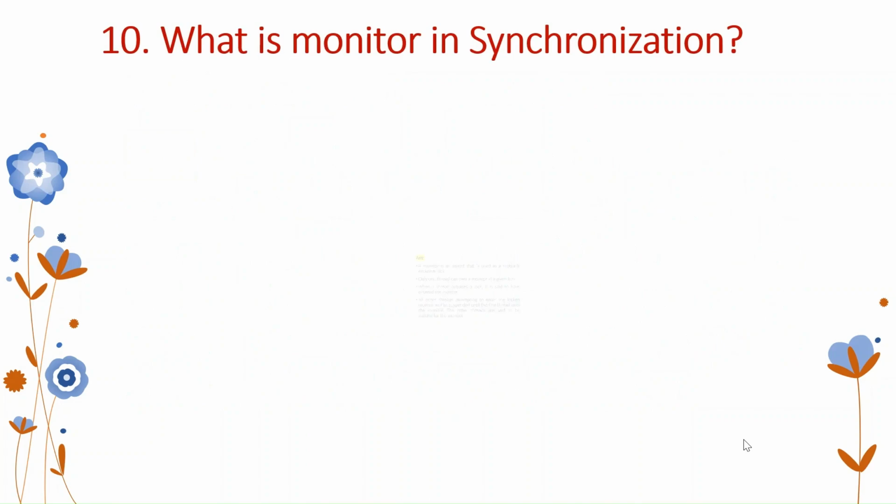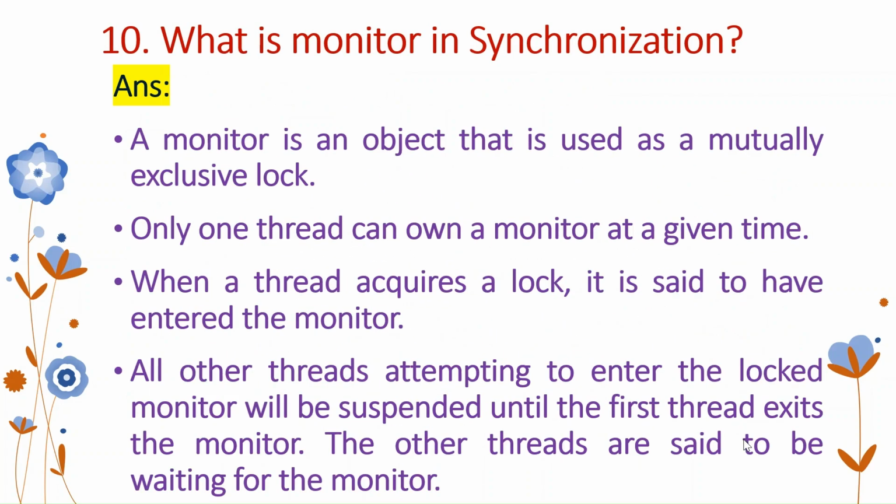What is a monitor in synchronization? A monitor is an object that is used as a mutually exclusive lock. When I said shared resource, only one thread can get a chance to access it. Here the monitor is a variable. Whichever thread gets the monitor variable has the right to access the shared resource.